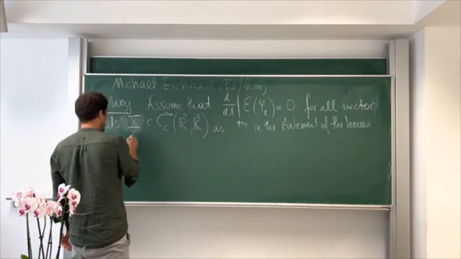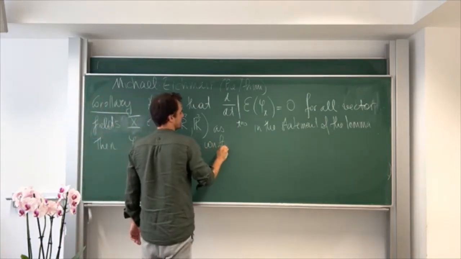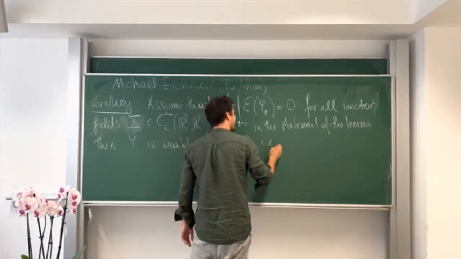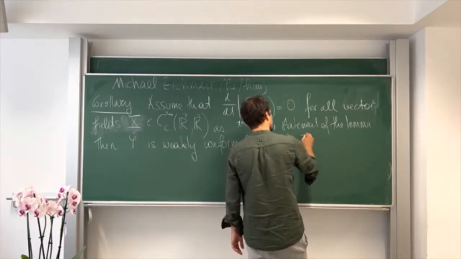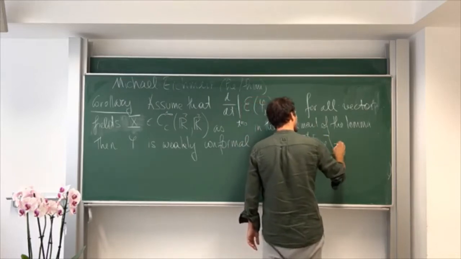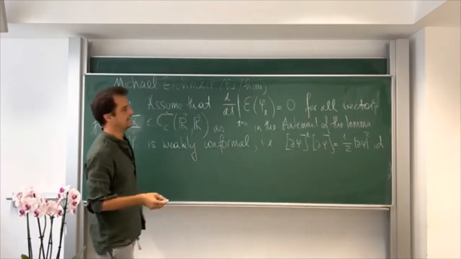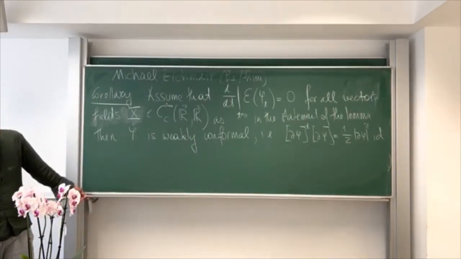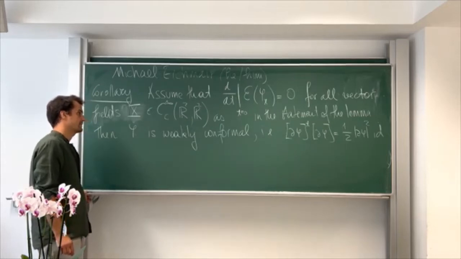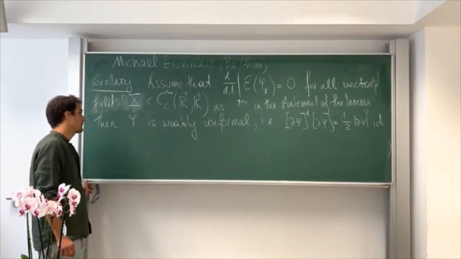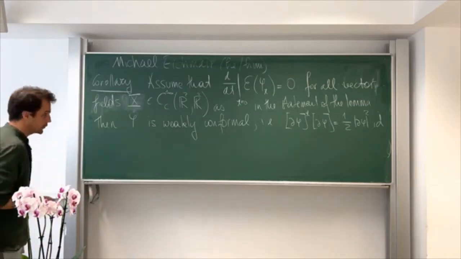So then phi is weakly conformal, i.e. this matrix B is a multiple of the identity at every point, and for part of the case it will have half of the sum of squares of first derivatives of its components. Okay, so for this corollary, we still have to work a little bit.